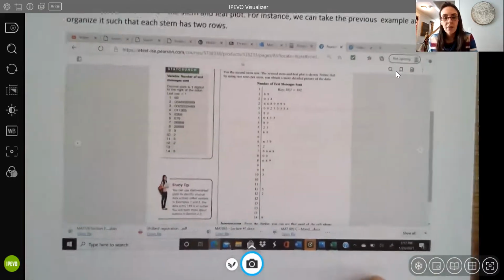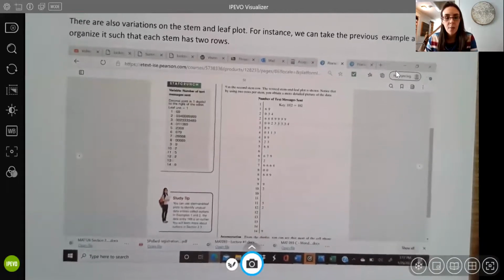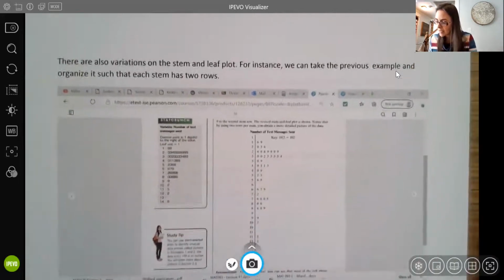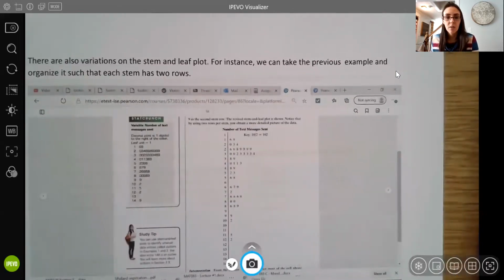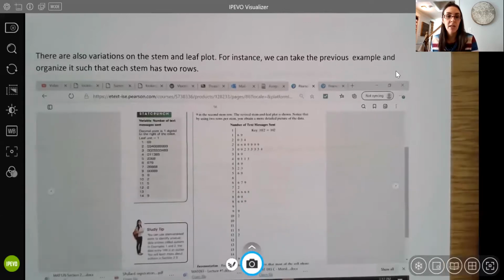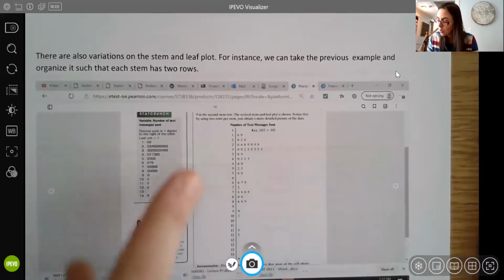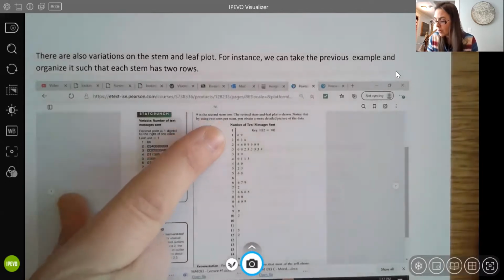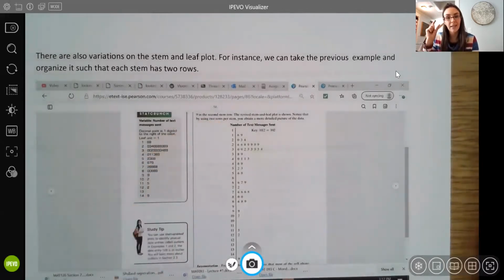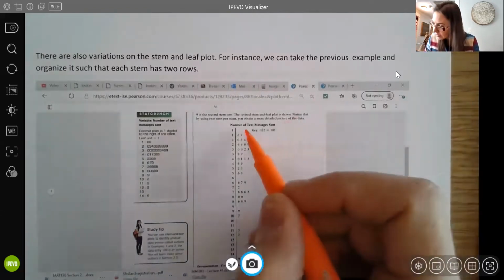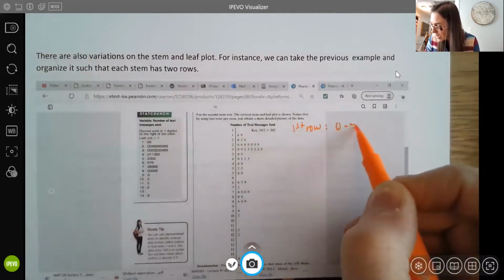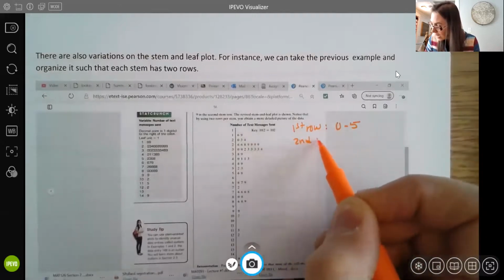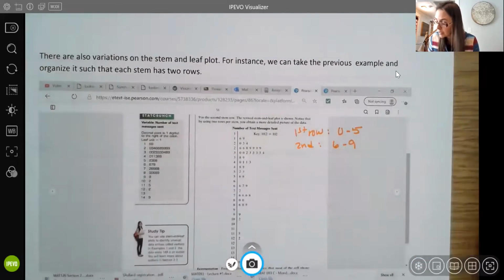All right, so here's just a variation. It's the same data points, but what they've done instead is split it. There are variations on the stem and leaf plot. For instance, we can take the previous example and organize it such that each stem has 2 rows. Notice that we're having that number 1 or 2 or 3 twice. So we're doubling that stem and splitting it. In the first row, for instance, you would have your values from 0 to 5. And then in the second row, you'd have your values from 6 to 9.